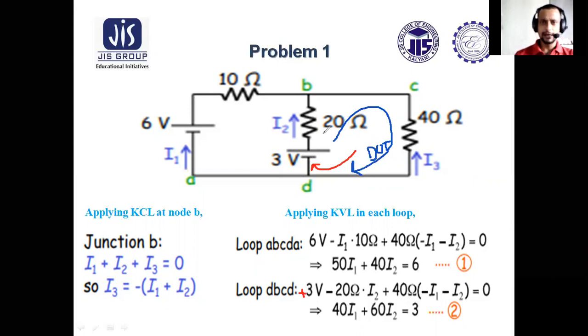3 volt. Again, for 20 ohm, this is your direction of travel. Direction of travel and direction of current I2 are both in the same direction through 20 ohm. So it should be considered as minus, and the voltage drop will be 20 into I2. Next, for 40 ohm, what will happen?